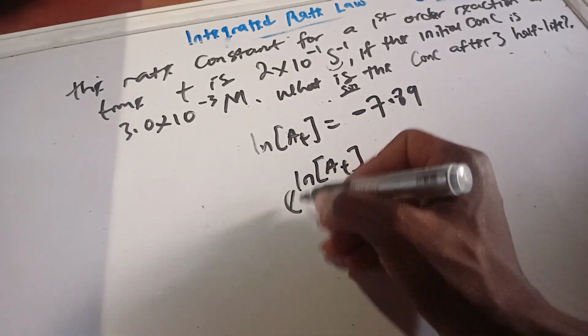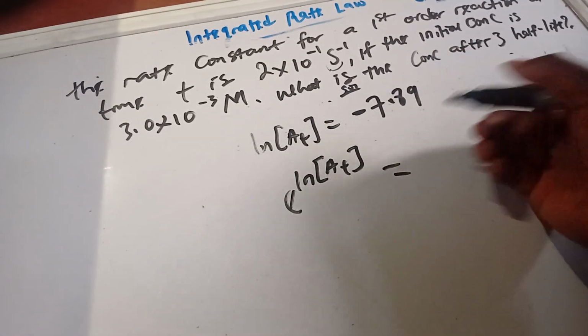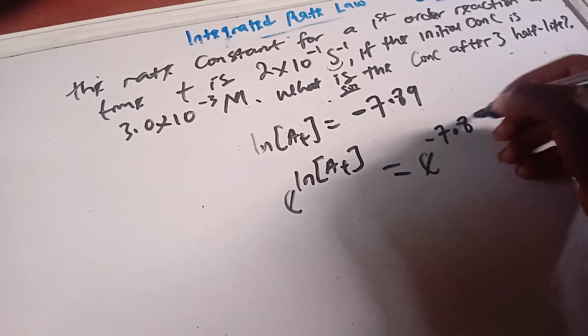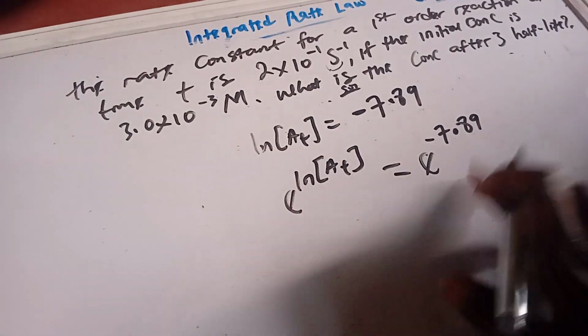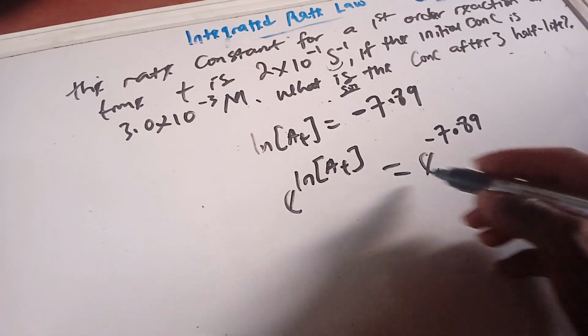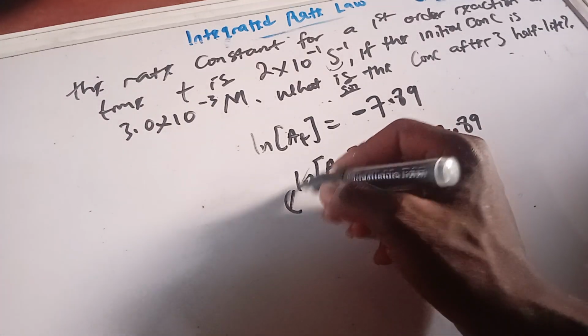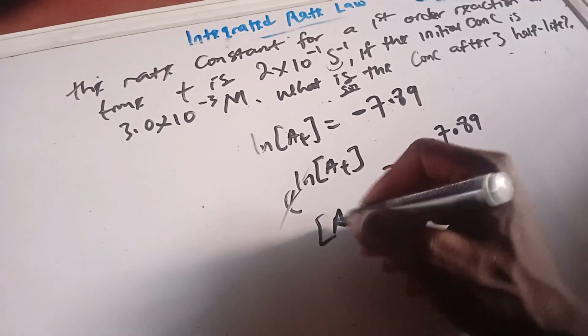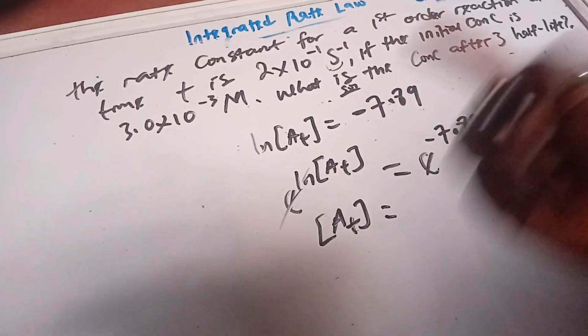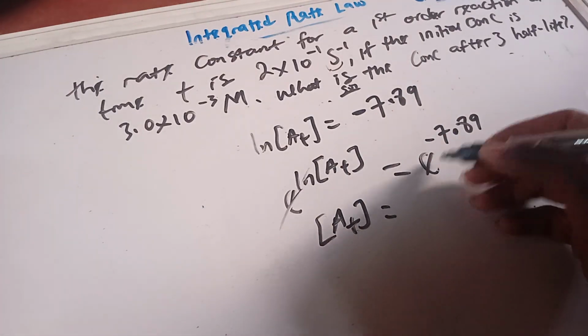Since you say e raised to the power on this side, you must also say e raised to the power on this side so that we do not alter the structure of the question. Since you are taking the exponent of both sides, we have not done anything wrong. What you apply here, we also apply here. So this side goes, and you have At left. So here we are taking the exponent of this.